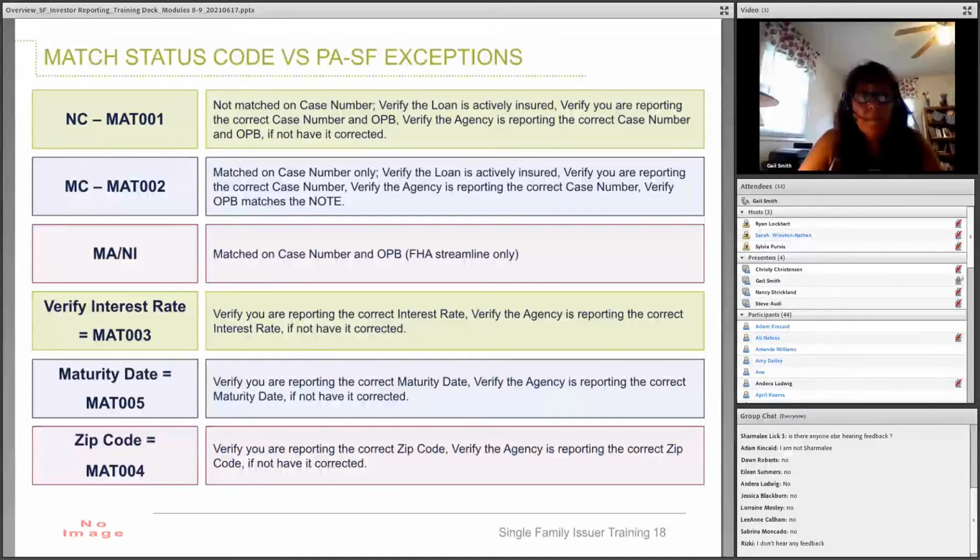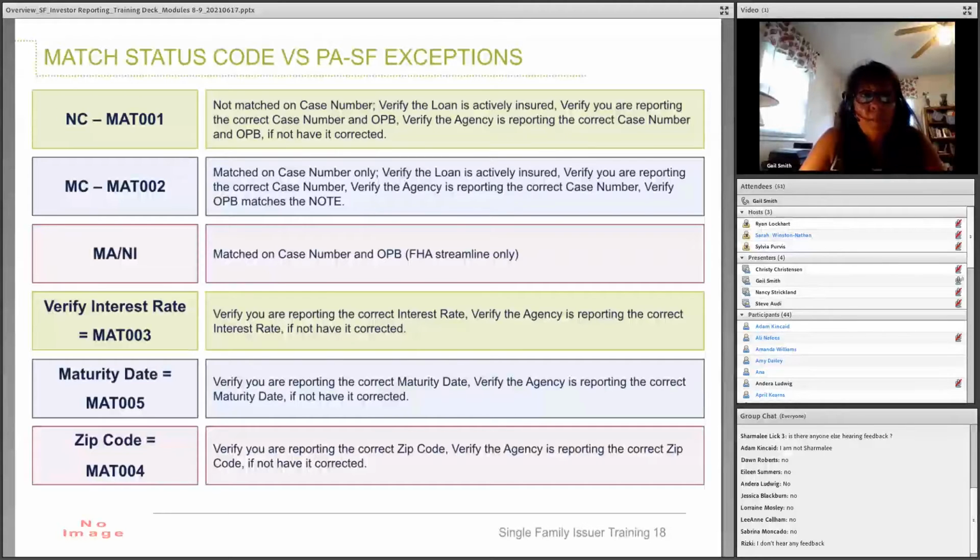If it's MA, NI, this applies only to FHA streamlined loans. This means that either your interest rate, your maturity date, or the first 3 digits of your zip code are not matching to what the agency is reporting. If you see a MAT 003, please confirm the interest rate that you're reporting matches the note. If you see a MAT 005, confirm that the maturity date is matching what is on the note. MAT 004 means your zip code, first 3 digits, are not matching to what the agency is reporting.